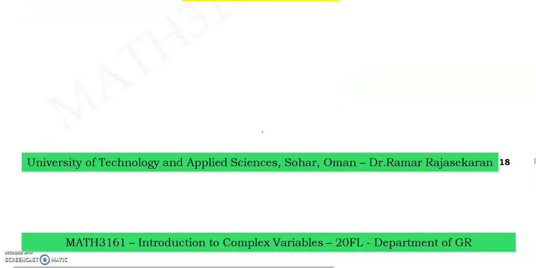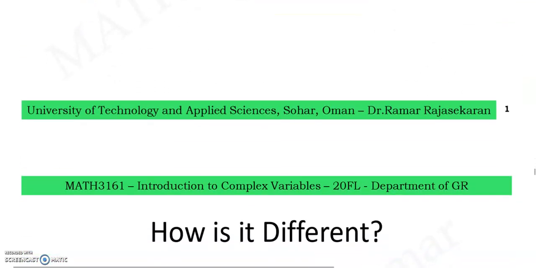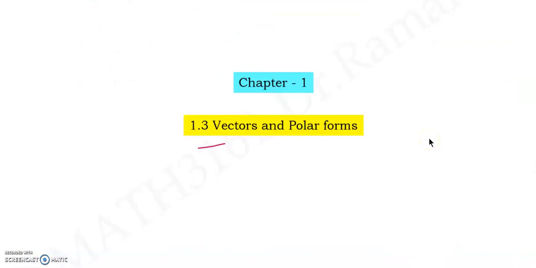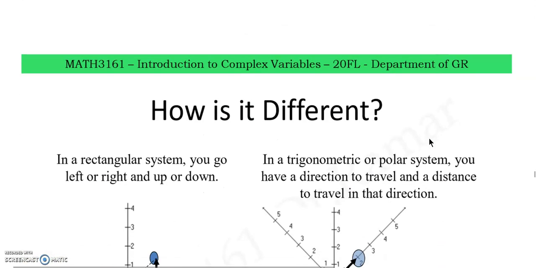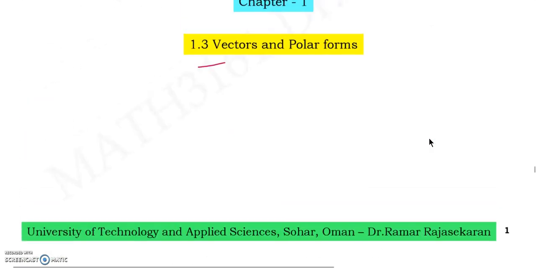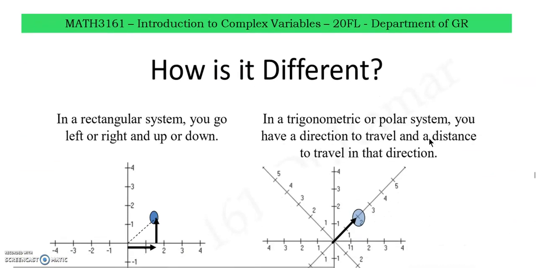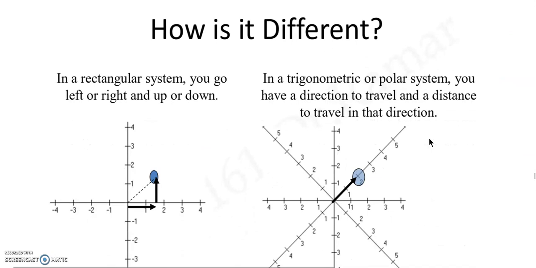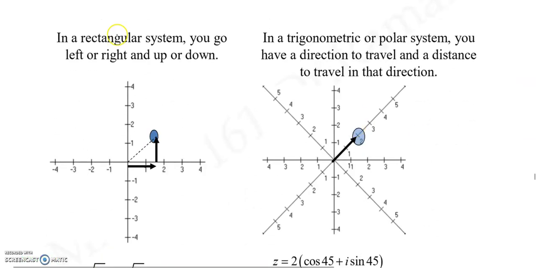Now we will go back to 1.3. Now what we are going to see here, 1.3, vectors and polar forms. What is the difference? How is it different? Now you see here, in a rectangular system, you go left or right and up or down to plot the points.